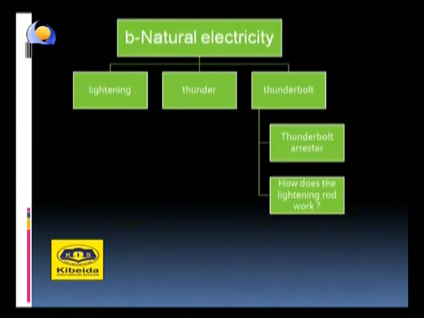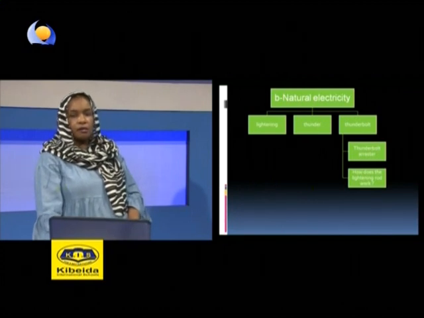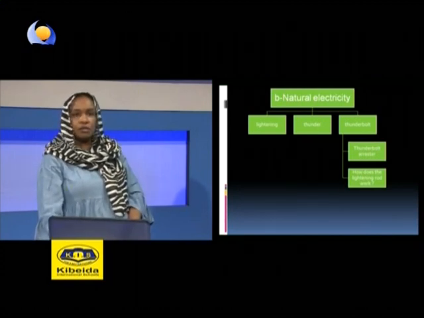B, natural electricity, divided into lightning, thunder, and thunderbolt. Lightning, how does the lightning happen? It explains how the lightning happens and how the thunder happens, and everything about thunderbolt and discharging between earth and clouds. It's very dangerous, and how can we avoid discharging, and the device that is used to avoid the discharging between earth and clouds, or what we call thunderbolt. This is about the three parts of electricity units.